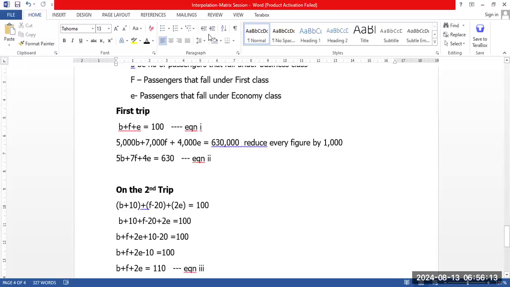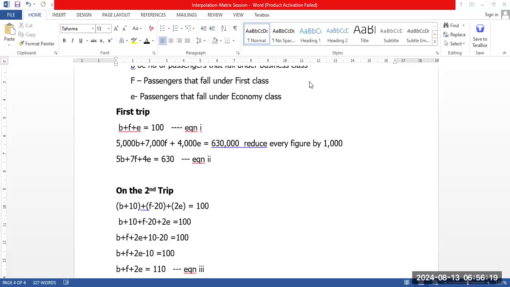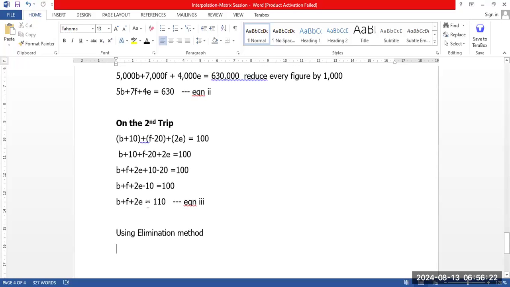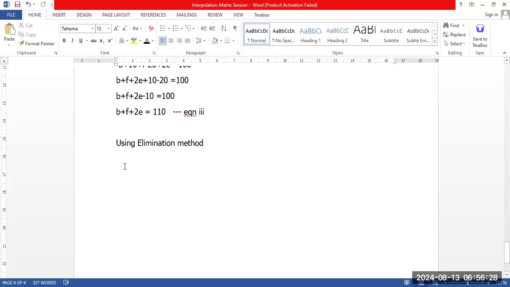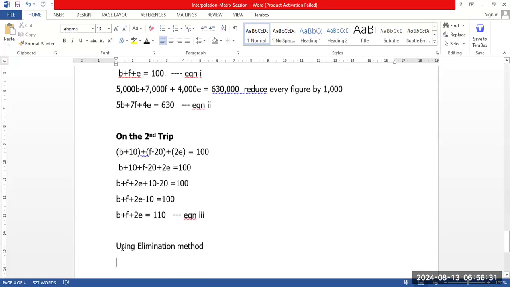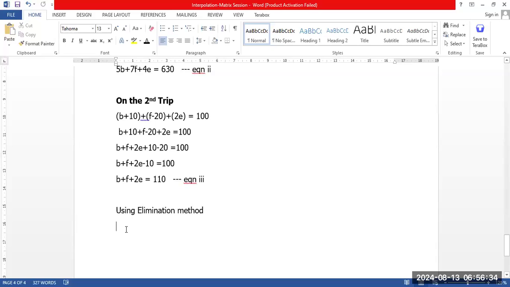So we are going to solve. If you have 3 equations, the question is, can you solve these 3 equations or not? So we are going to solve equation 1, 2, and 3. But when you're having 3 equations, you will first handle equation 1 and 2.